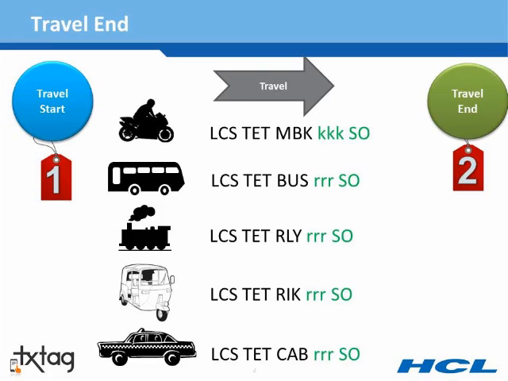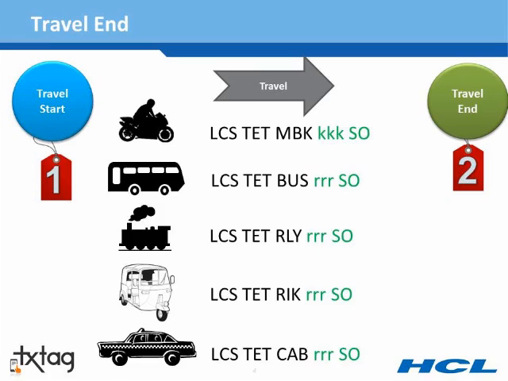So once you reach your customer place, you have to send another SMS to say that you have ended your travel. So that is TET, travel end time. So now you will send an SMS which will say LCS, which is common for every SMS, space TET for travel end time, and after that the next 3 characters after a space will indicate how you traveled.